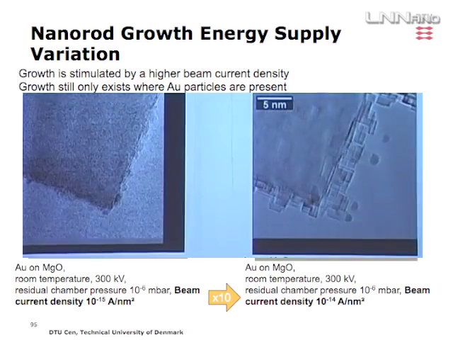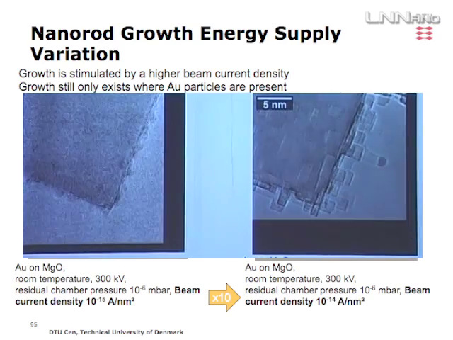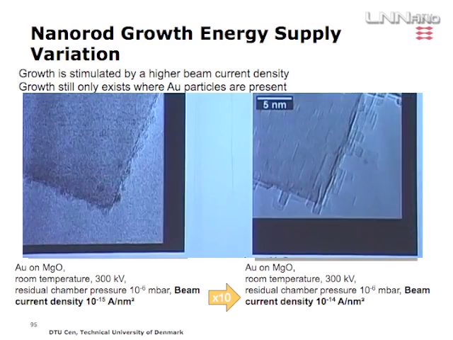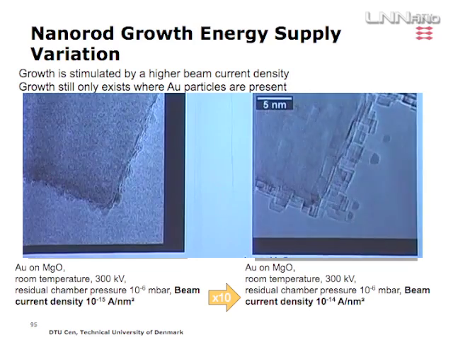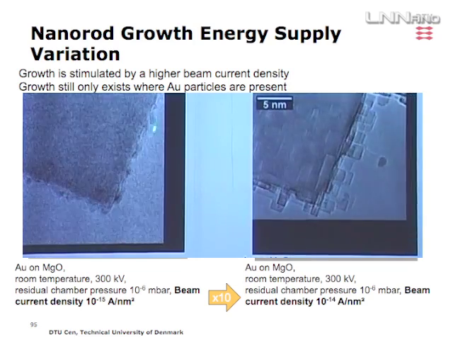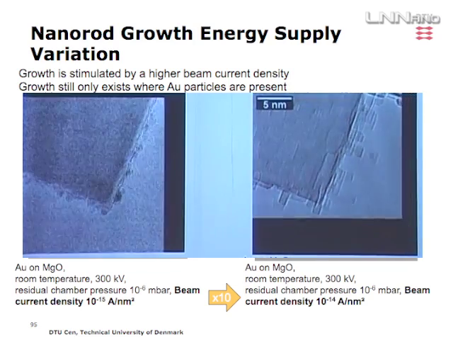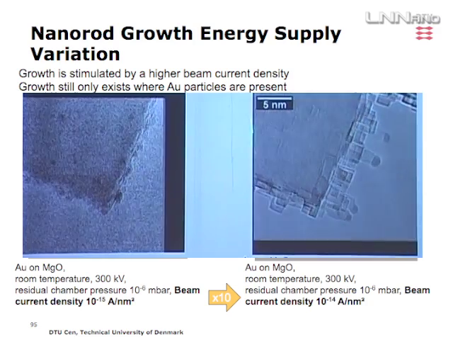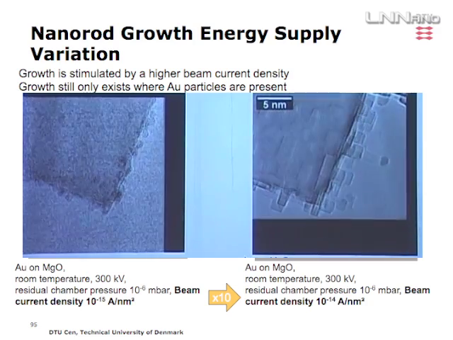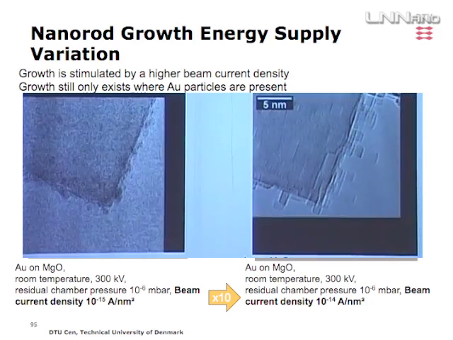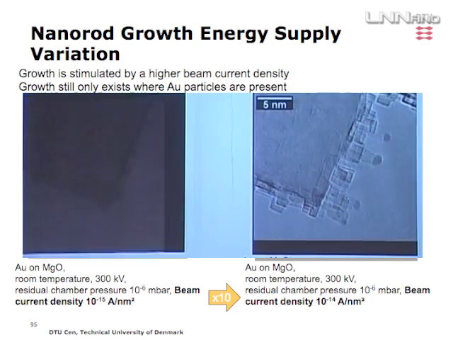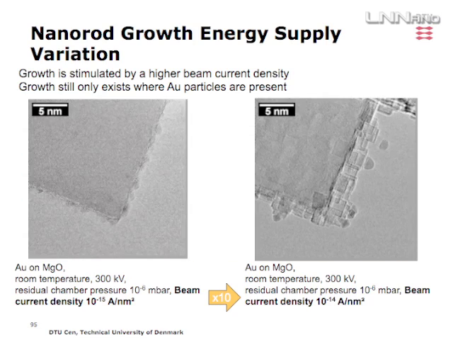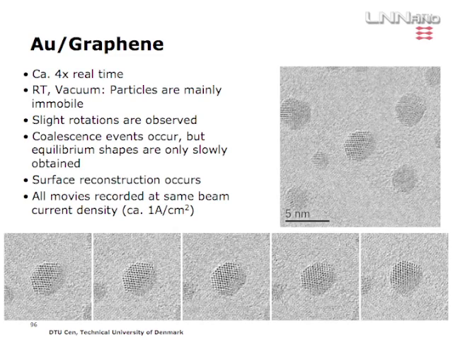Now we have the same chamber pressure, but a lower beam current density. And again we see that we also need the beam to have it happen, because over here is the same reference movie as before, but over here only very little growth when we decrease the beam current density. So this is definitely a beam, gold, and atmosphere driven process. And I think this is the last example as far as I remember.